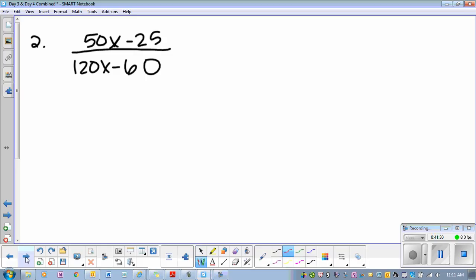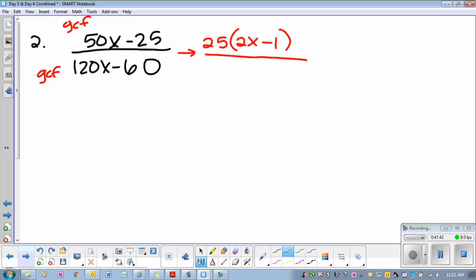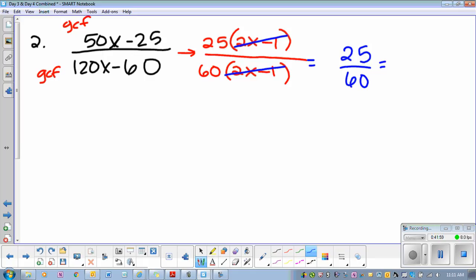Alright, so for the second one, guys, GCF for both of them? So this one, up on top, your GCF should have been 25, 2x minus 1. On the bottom, your GCF should have been 60. So again, 2x minus 1. What crosses out? 2x minus 1. And then you have 25 over 60. Wait a minute. Can't that be simplified? To what? Good, 5/12, and that is your answer.